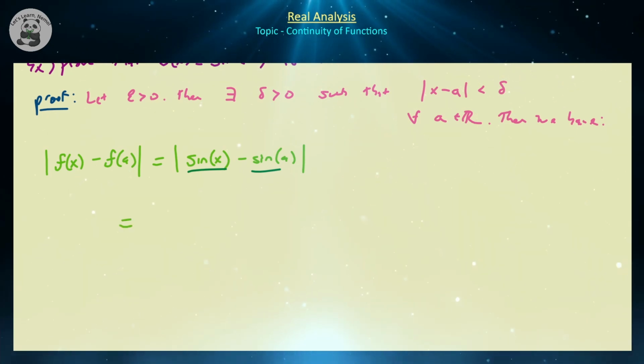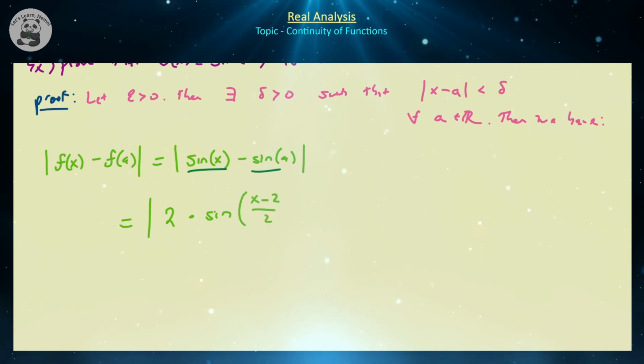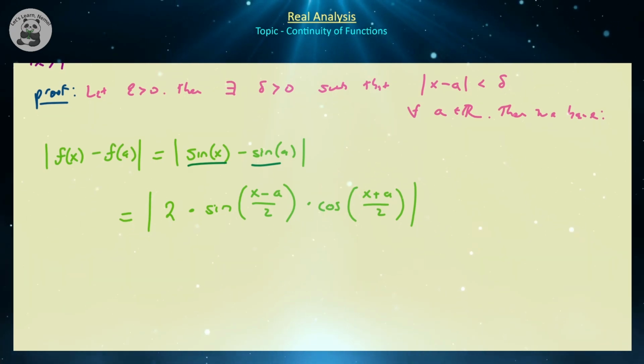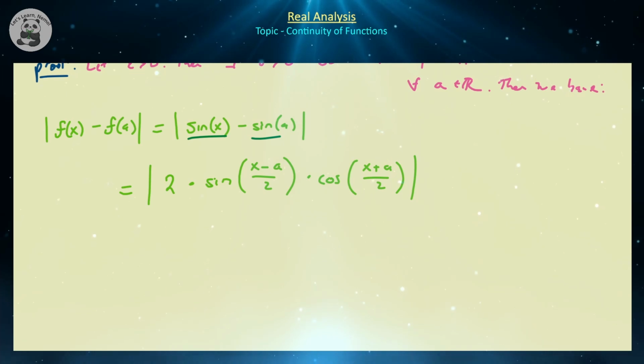So this is going to be equal to the absolute value of 2 times the sine of half of the difference of x and a, times cosine of half of the sum of x and a. Right, so sine of (x minus a) over 2 times cosine of (x plus a) over 2. Right. So once we have this, then what exactly do we have?